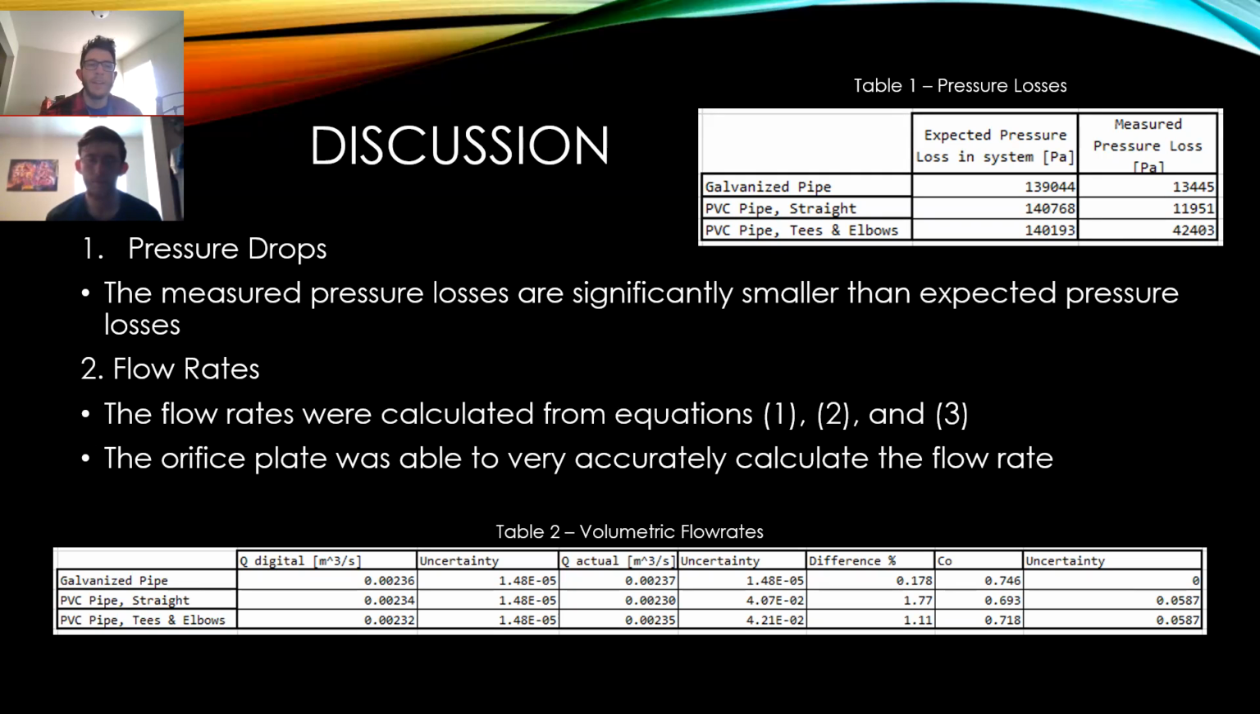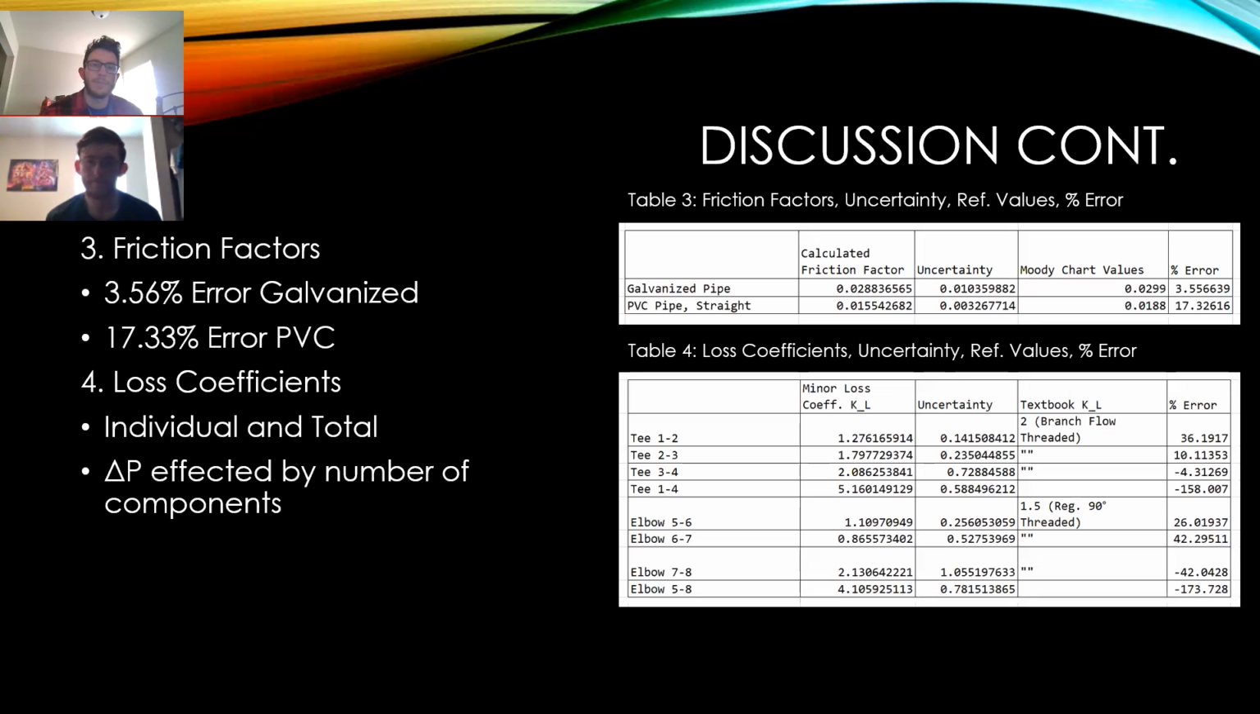So now JT is going to bring us home talking about the friction factor and the loss coefficients. Thanks, Cam. Part 3 had us calculating the friction factors for the 15-foot section of galvanized pipe, as well as the PVC. Table 3 shows this data, the calculated friction factor with uncertainty, as well as the Moody chart values that we calculated in the pre-lab, and then the percent error in the last column. Looking at the percent error, that's comparing the Moody chart values with the calculated. As you can see, the calculated values are very, very close to the Moody chart values. And so these calculated friction factors are valid.